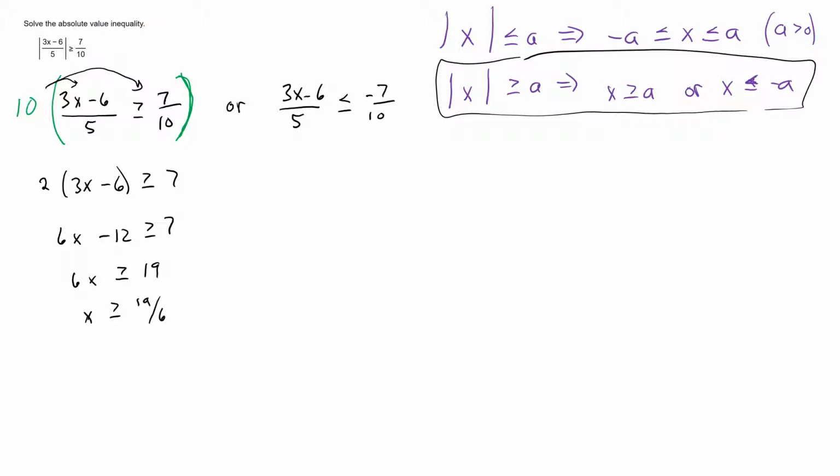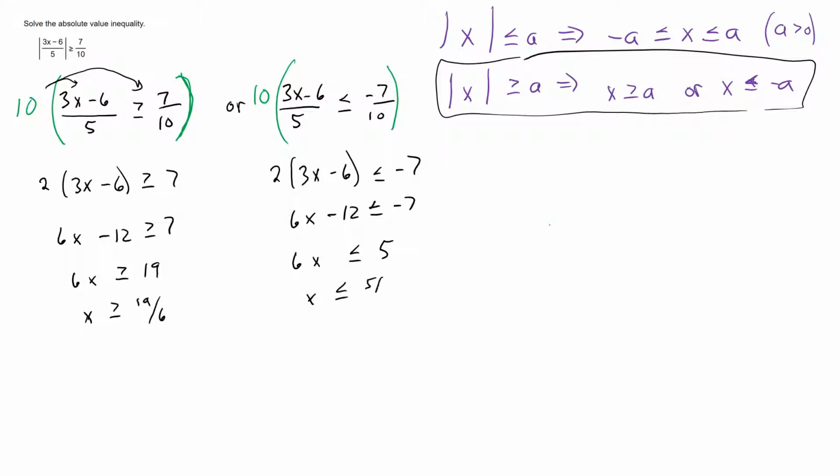And then now I'm going to solve the other side. Once again, I'm going to multiply by the common denominator in order to remove the fractions. And again, we have 2 times 3x minus 6 less than or equal to negative 7. And distribute the 2 again. And then we're going to add 12. And let's see, negative 7 plus 12, that'd be positive 5. And divide by 6. At this time, the inequality is solved.